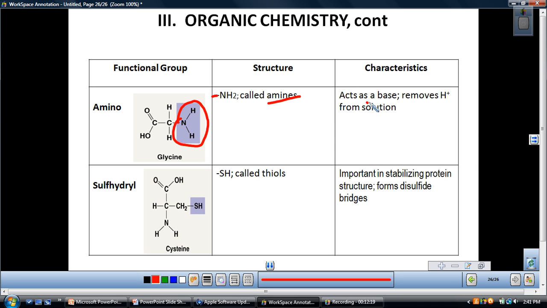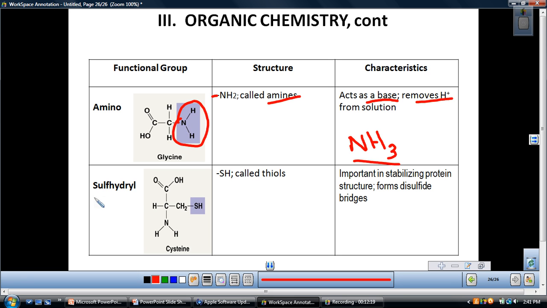Okay, this makes something act like a base. So instead of donating H+ ions, it's going to remove H+ ions from the solution, and when it does that, it becomes NH3. So it's going to take an H+ from a solution, add it to the two H's that are there, and becomes a different chemical. Okay, so that's the amino group.